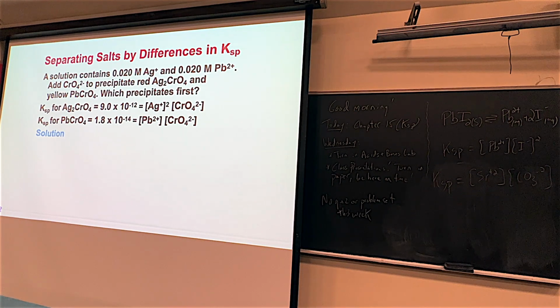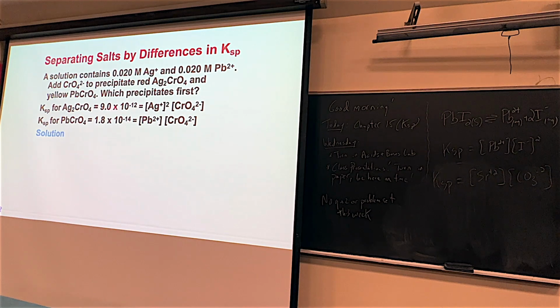The question is, which one precipitates first? Will we see the red silver chromate or the yellow lead-2-chromate? All right? And the answer for how we're going to do this is we're going to solve for chromate, for both of these.